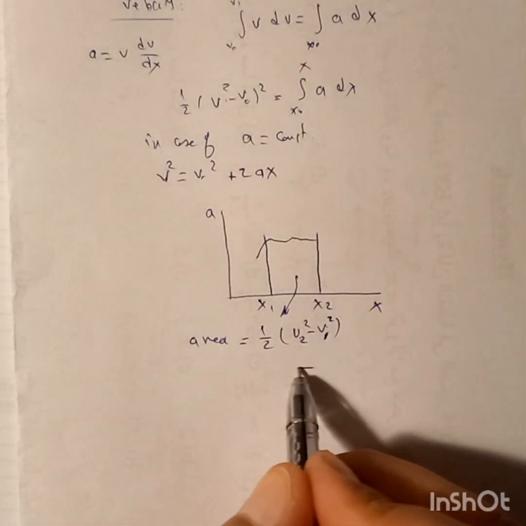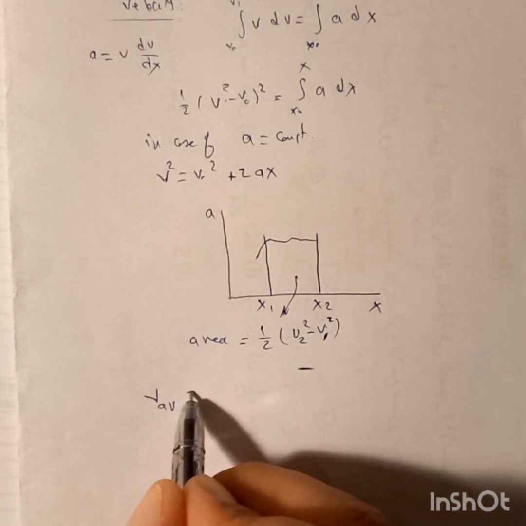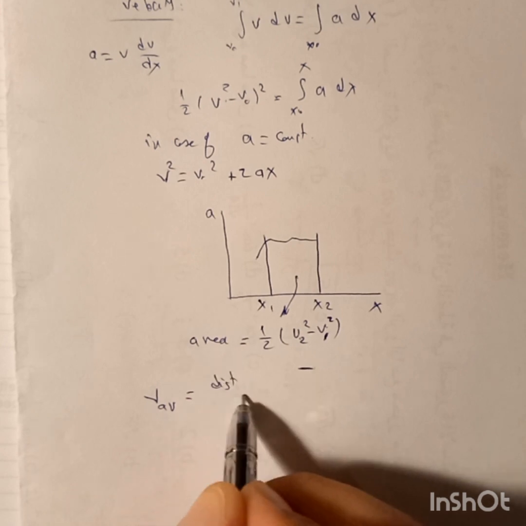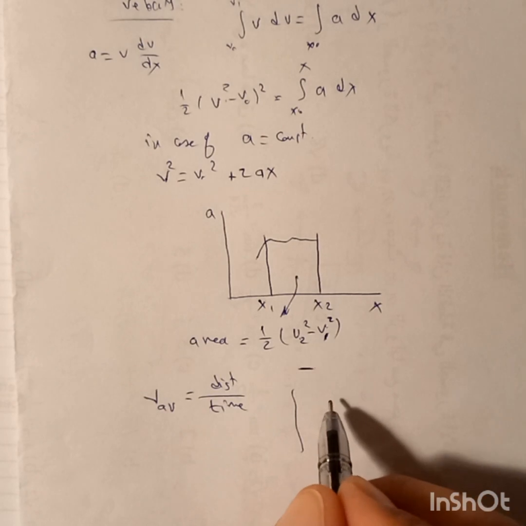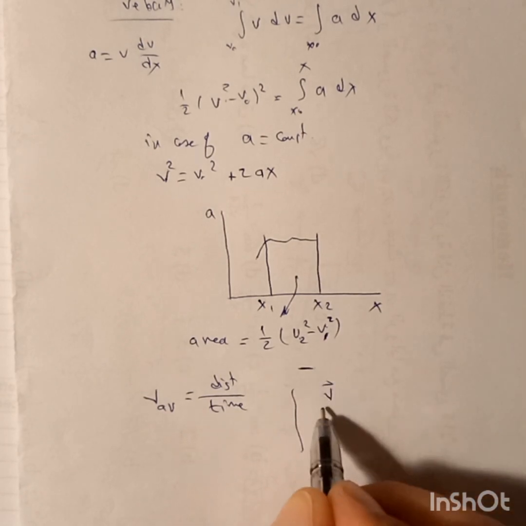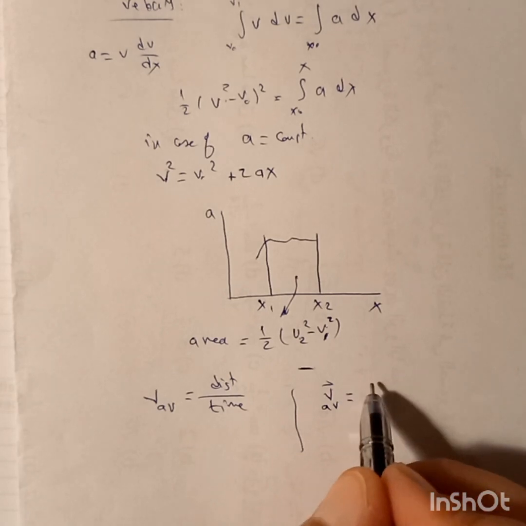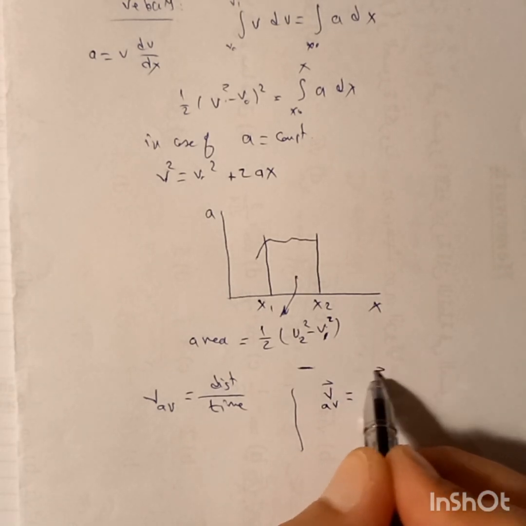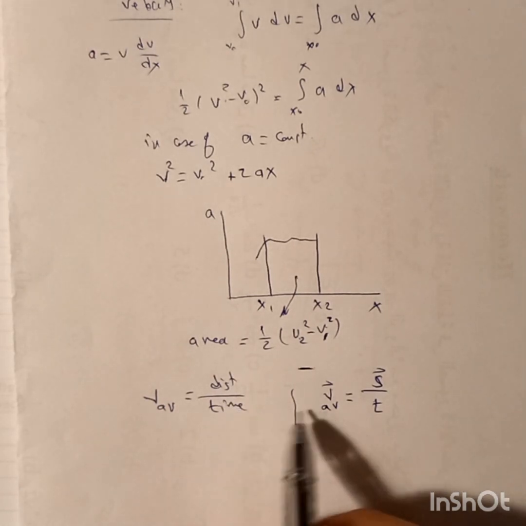We have to differentiate between two terms. We have v average equals distance over time, while we have the average velocity vector, which equals the displacement vector s over time. We have to differentiate between these two terms.